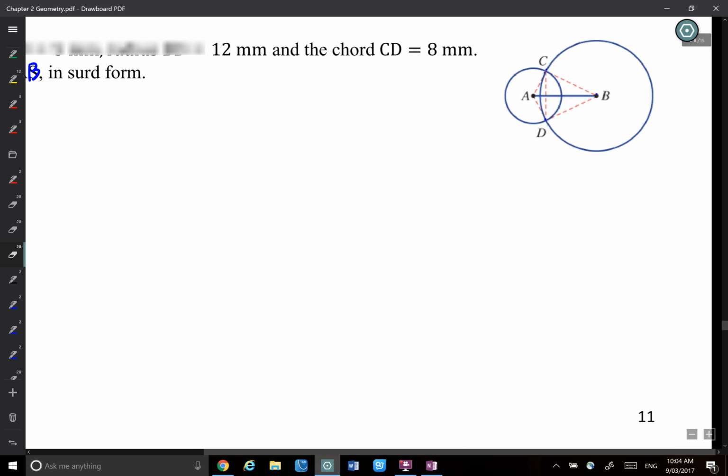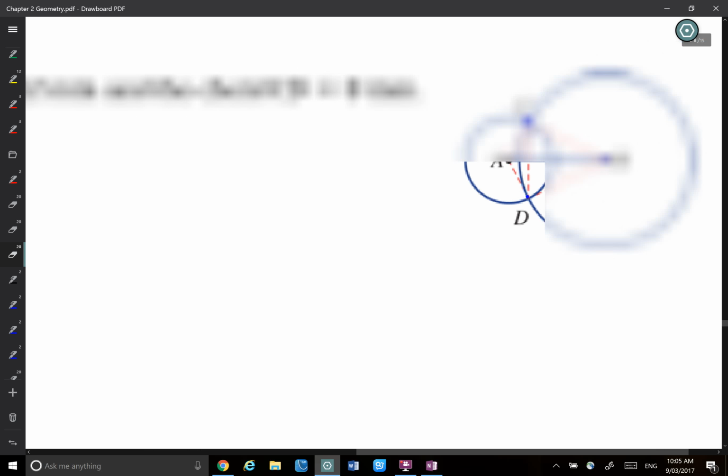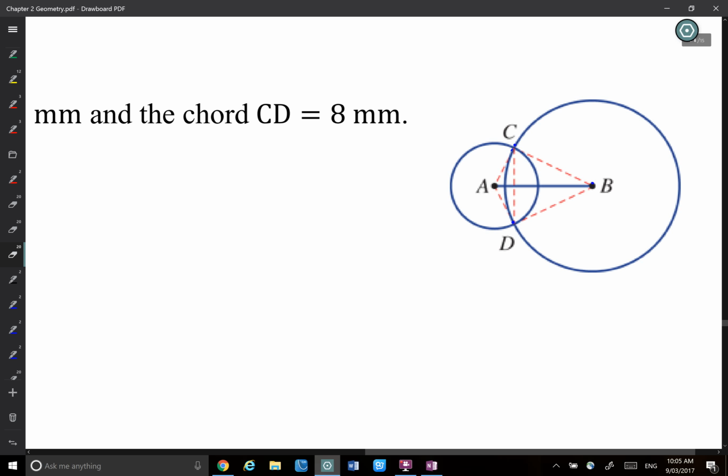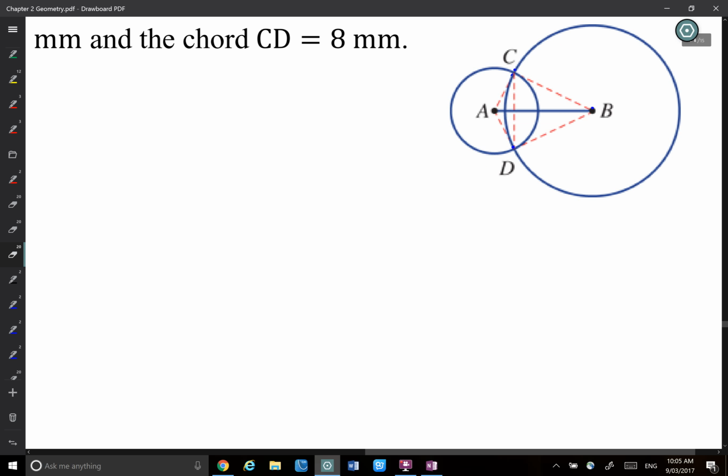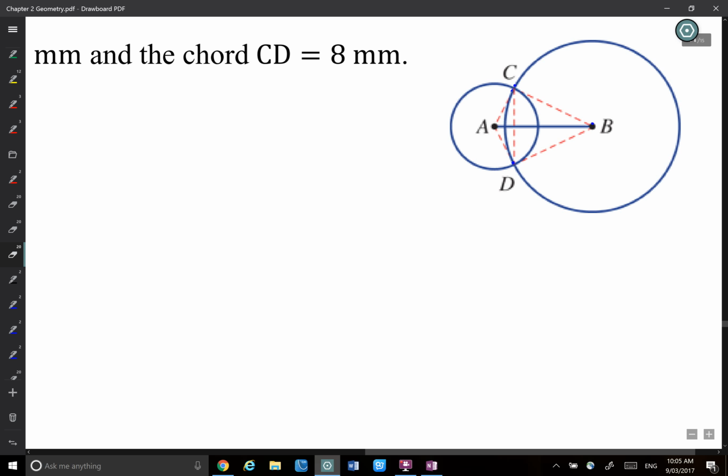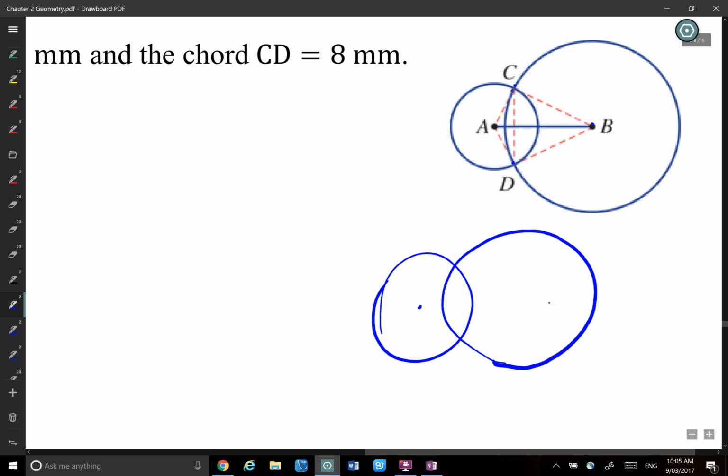So what this question is asking you is, you have 2 circles. What this graph has been made is, you have a circle number 1, and you have a big circle, which is circle number 2. And you have a center here. You connect those 2 centers.